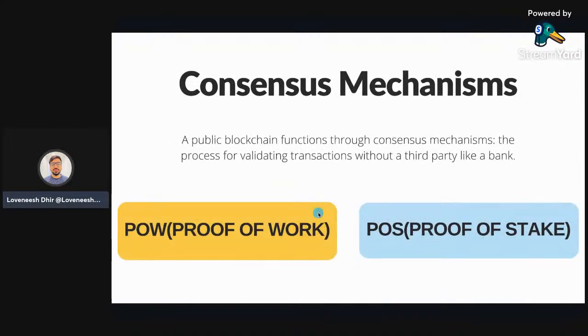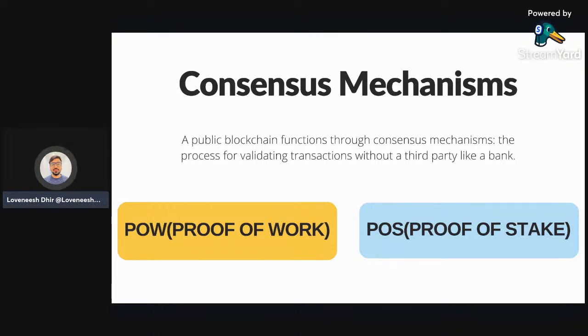So, coming forward to consensus mechanisms. As I already told you, public blockchain functions through different consensus mechanisms. These consensus mechanisms are the process by which the blockchain validates transactions without using a third party or a bank. There are two different consensus mechanisms majorly. The first is proof of work and the second is proof of stake. So what particularly is proof of work?